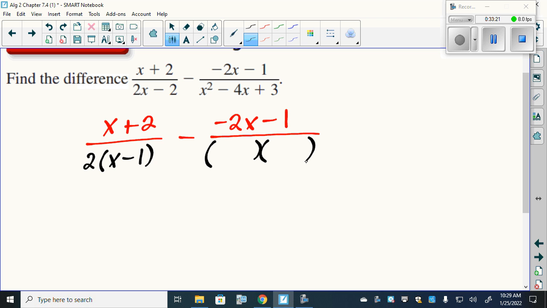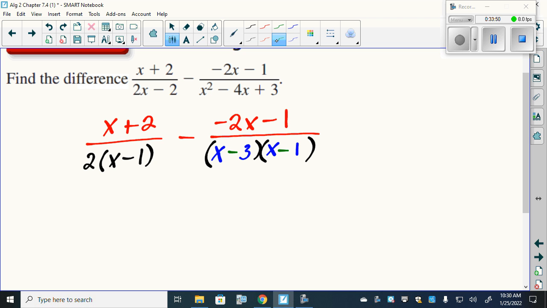Now for the other one, x squared minus 4x plus 3. Since the 3 is positive, it means the signs are the same and match the sign of the middle term, which would be negative and negative. Now the factors of x squared are x and x, and then we would have 3 and 1. And that would be those two factors.